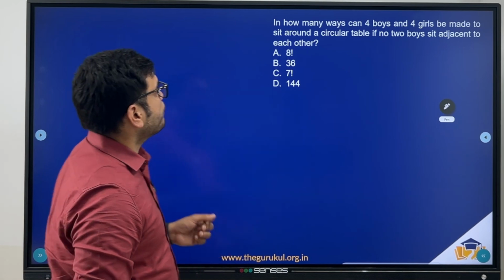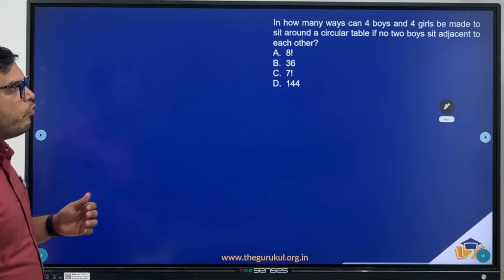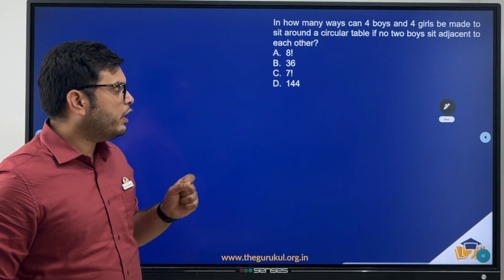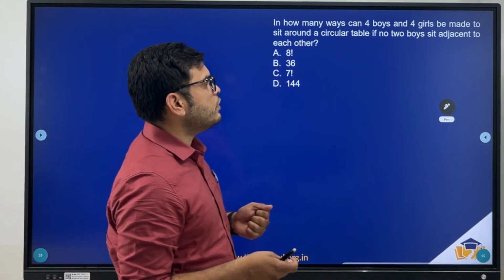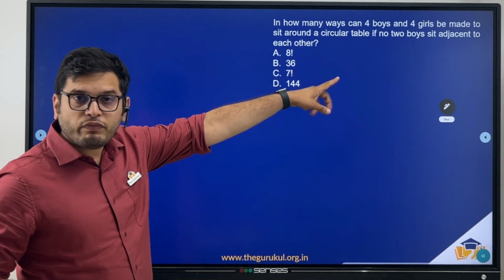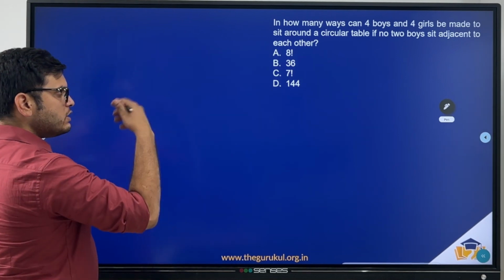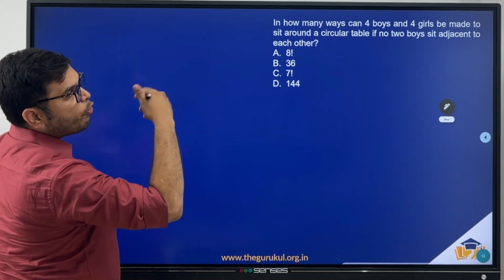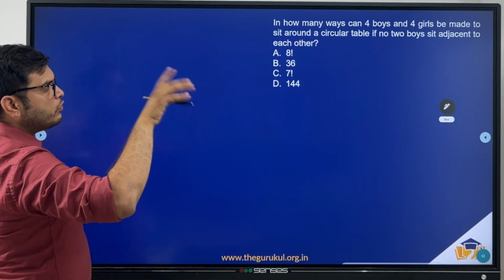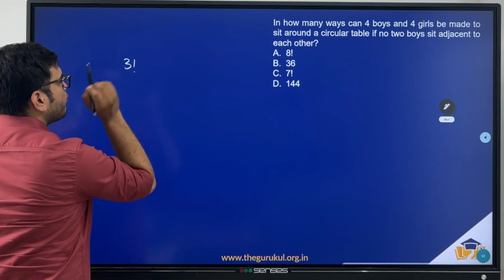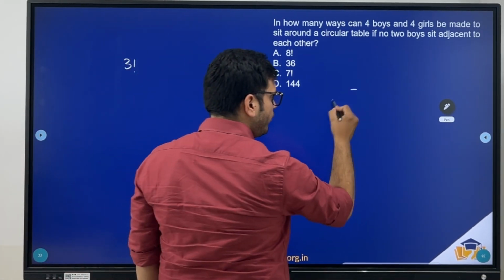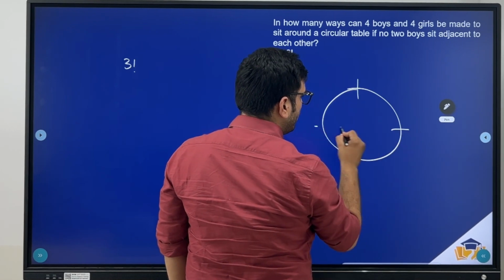Now coming to the third question. In how many ways can 4 boys and 4 girls be made to sit around a circular table if no 2 boys sit adjacent to each other? So we have a condition with respect to boys here. First let's place the girls. In how many ways can we arrange 4 girls around a circular table? 3 factorial ways.